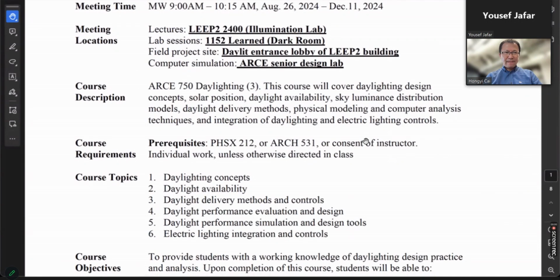Sure, I can attend at 5 p.m. It's a good time. I can attend Monday and Wednesday at 5 p.m. I think it's good.